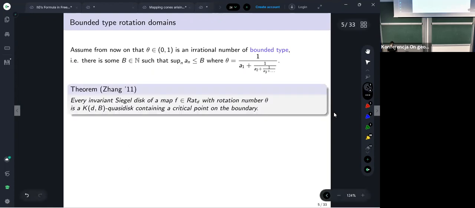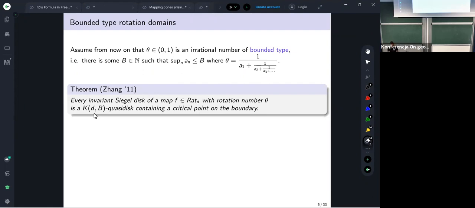There's a theorem by Gao Feichang in 2011 that tells us that if you have a rational map with an invariant Siegel disk, and it has a rotation number theta of bounded type, then this is a quasi-disk, and its boundary contains the critical points. Not only that, we also know that the dilatation depends on two things: one is the degree D, and the other is B, the bound in the bounded type assumption.